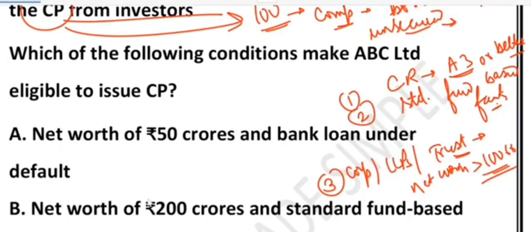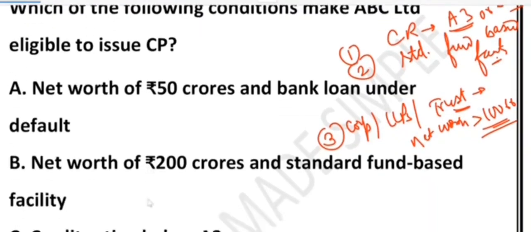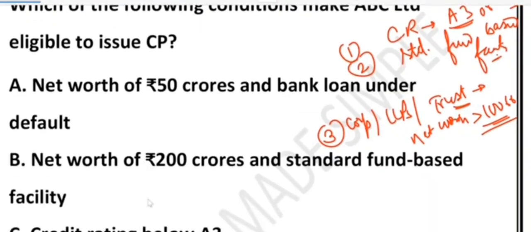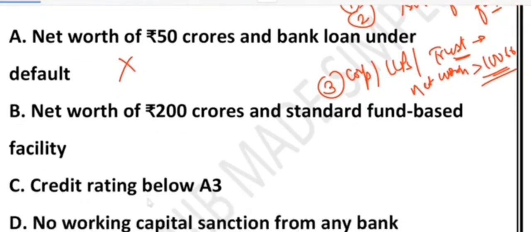First of all, credit rating of A3 or more. Second, a standard non-default fund-based facility from a bank. And for corporate, LLP and trust, net worth must be 100 crore or more. So let's look at the options. Option A is a net worth of 50 crore. No, RBI requires minimum 100 crore as net worth. 50 crore is too low. And if the bank loan is under default, the company is clearly not financially healthy.